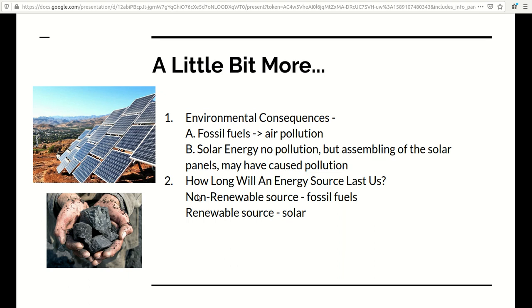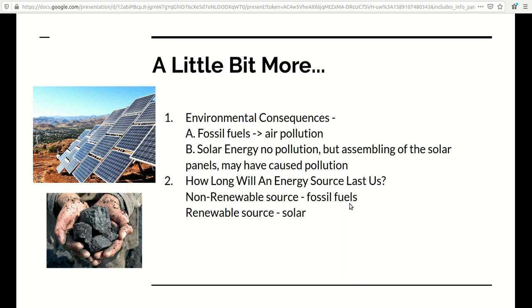The second question that we really have to ask ourselves is, how long will an energy source last us? We already saw fossil fuels. The fossil fuels that we're using today were formed billions of years ago, because of living organisms who lived then. So it is not a renewable source of energy. What does renewable mean? That we can keep using it, and it is never going to end. But that is not the case with fossil fuels.